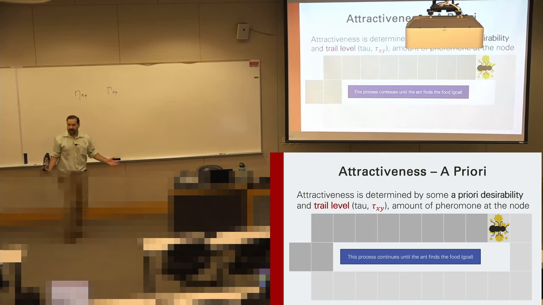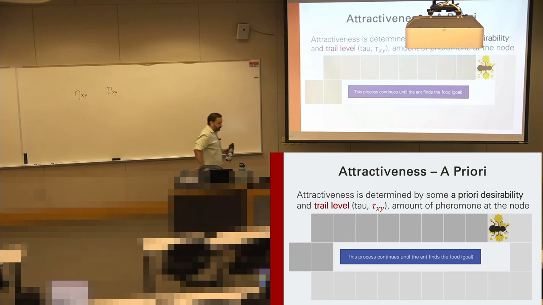Because that's how ants drop pheromones. They're pooping it out their butts or whatever. Again, I am not a biologist. I am a mathematician. That's not how it works out.